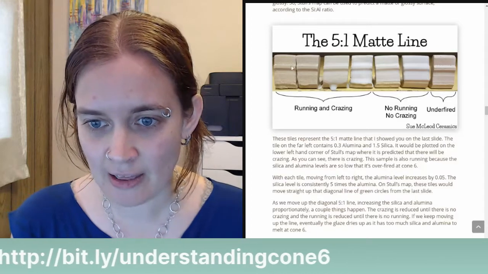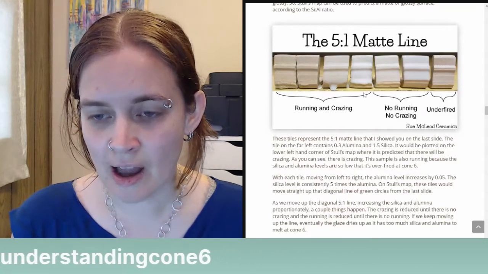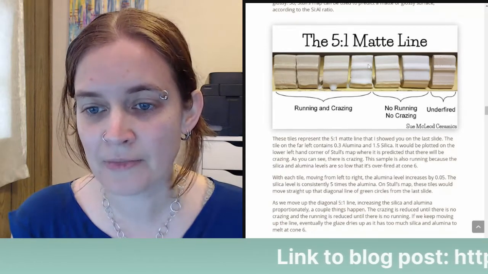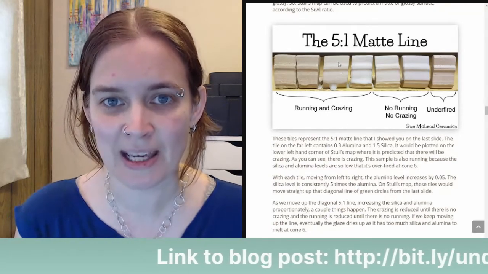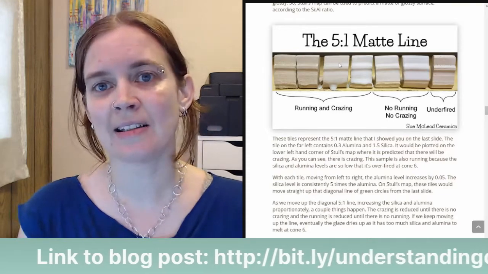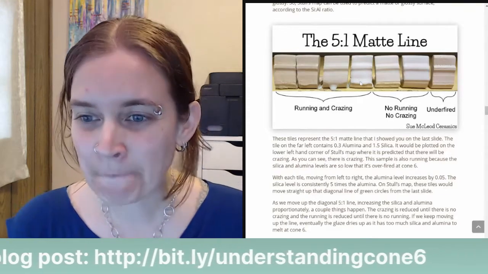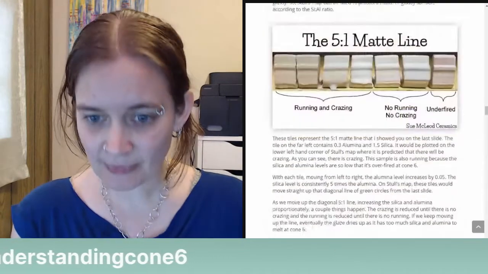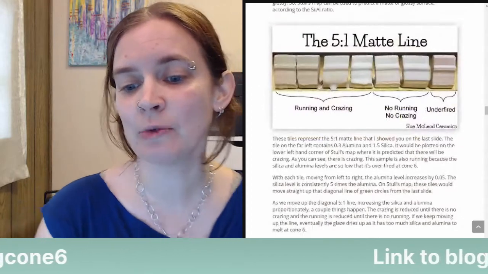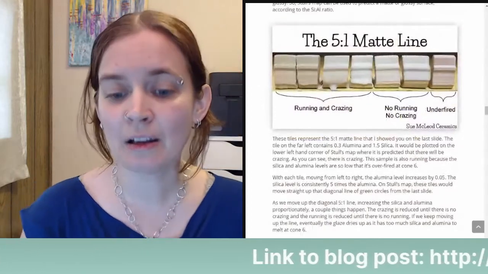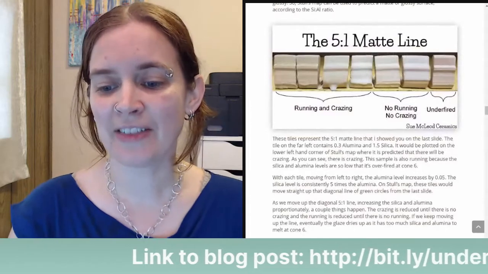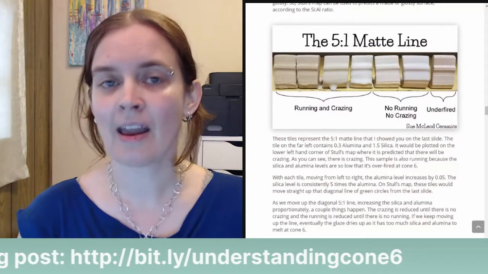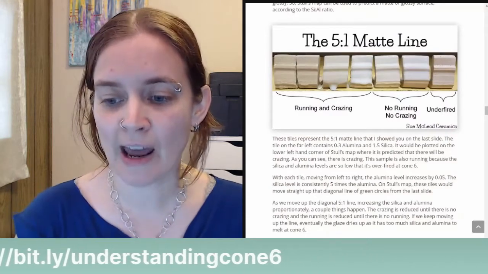So you can see that these four tests are all running. You can see the drips on the bottom. So these are matte glazes that ran because they are true matte glazes, crystals growing in a glass. And then these are not running here. So as we move up the diagonal 5:1 line, increasing the silica and alumina proportionately, a couple of things happen. The crazing is reduced until there is no crazing, and the running is reduced until there is no running.